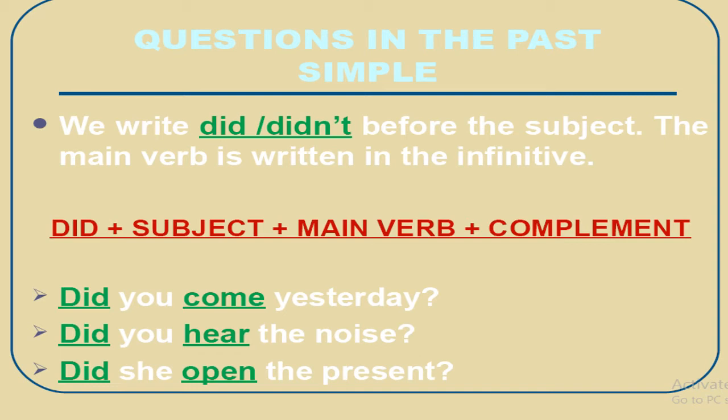Questions in the past simple tense. We write did or didn't before the subject. The main verb is written in the infinitive. Like did plus subject plus main verb plus complement. Did you come yesterday? Did you hear the noise? Did she open the present? So all these questions are yes or no questions.